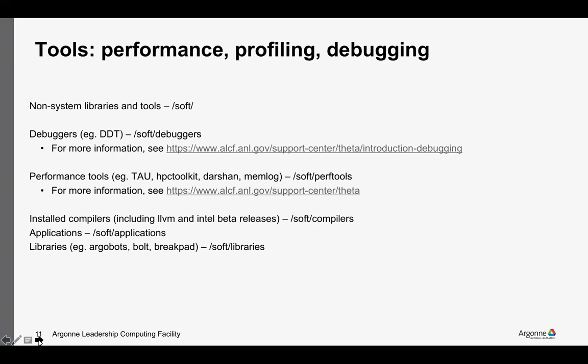Just a brief note about performance profiling debugging tools. All the non-system libraries and stuff is in /soft. There you'll find debuggers such as DDT in soft debuggers. Please see the link for more information. Performance tools such as Tau and HPC toolkit are in soft perf tools. More information at the link there. And then you'll see the installed compilers in soft compilers, applications in soft applications, and so on.